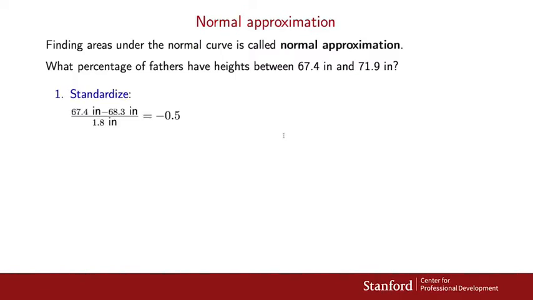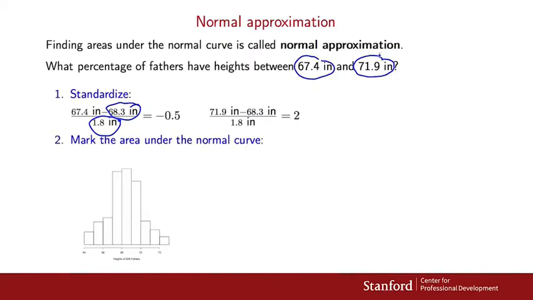In the first step, we standardize the data. That means we take the endpoint 67.4 inches and we subtract off the mean, divide by standard deviation, and we get a standardized value of negative 0.5. Then we do the same thing with the other endpoint of 71.9 inches, and we get a z-score of 2.